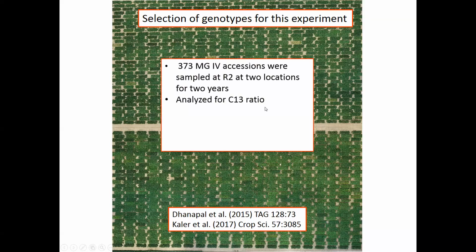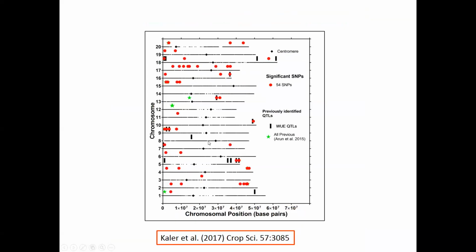These were analyzed for C13 ratio, and we used genome-wide association mapping to identify 54 SNPs that were associated with the C13 ratio. This is looking at the different chromosomes of soybean from chromosome 1 to 20 on the y-axis versus the chromosomal position on the x-axis. And the red dots identify those significant SNPs that we found associated with carbon isotope ratio.